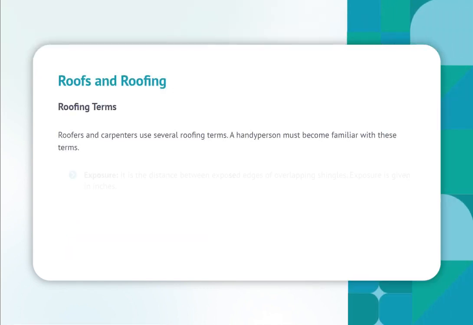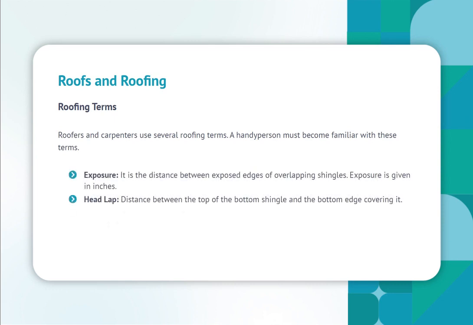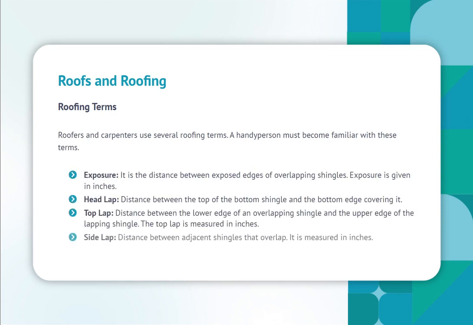Roofing terms. Roofers and carpenters use several roofing terms. A handy person must become familiar with these terms. Exposure. It is the distance between exposed edges of overlapping shingles. Exposure is given in inches. Headlap. Distance between the top of the bottom shingle and the bottom edge covering it. Top lap. Distance between the lower edge of an overlapping shingle and the upper edge of the lapping shingle. The top lap is measured in inches. Side lap. Distance between adjacent shingles that overlap. It is measured in inches.